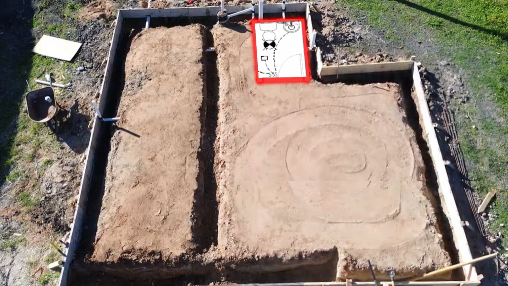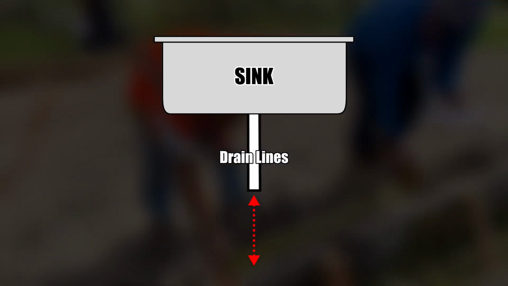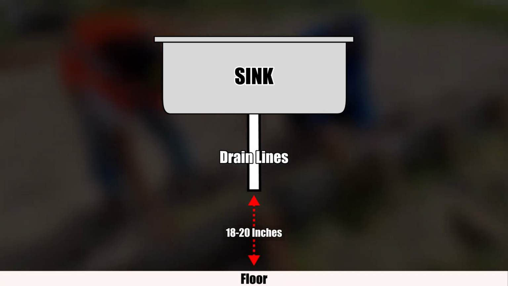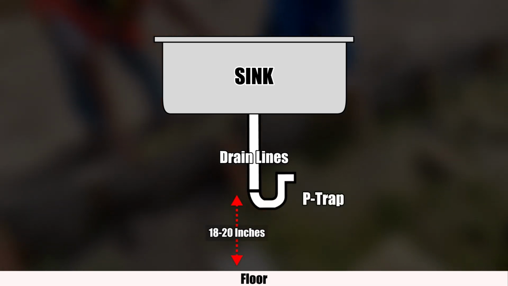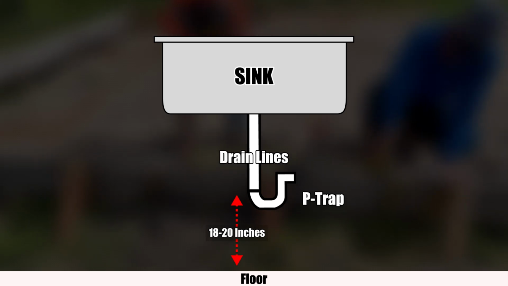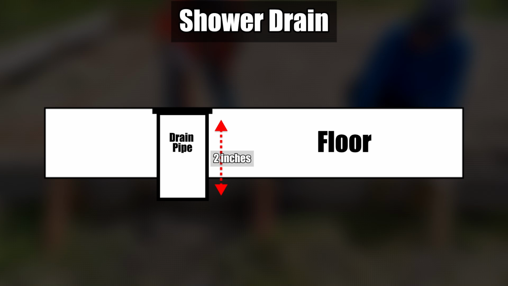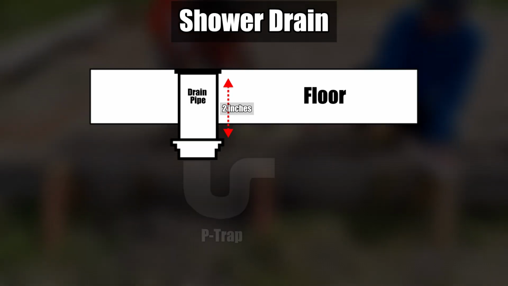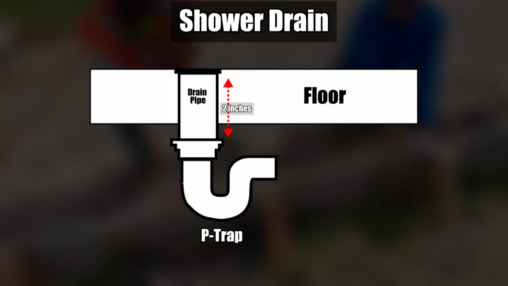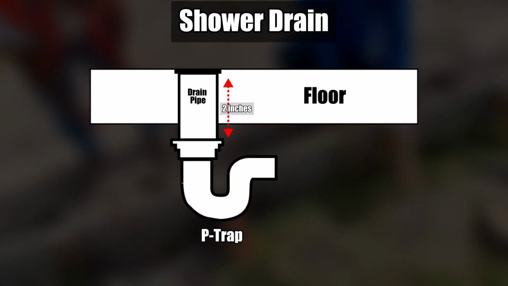For the bathroom sink, the standard height ranges from 30 to 36 inches. The drain line, just like in the kitchen, is placed at 18 to 20 inches from the floor, and a P-trap is installed to maintain a water seal and prevent odors. Now, onto the shower drain. A 2-inch drain pipe is commonly used here, and a P-trap is installed below to prevent sewer gases from escaping. The correct slope must be maintained to ensure proper water drainage.